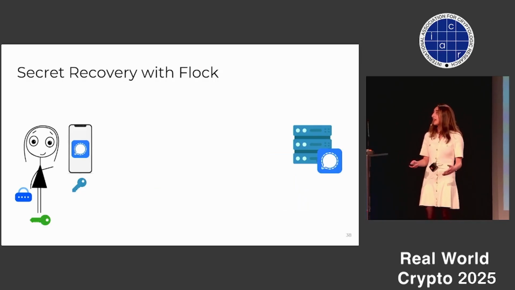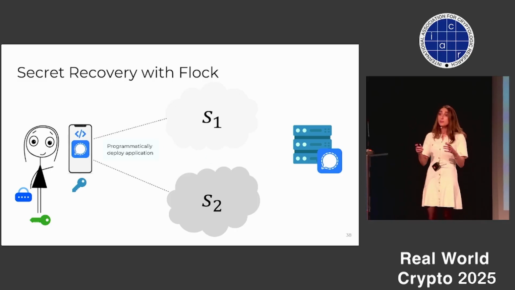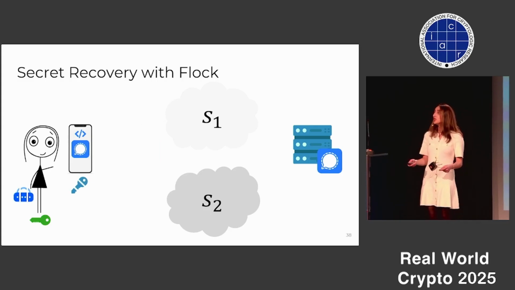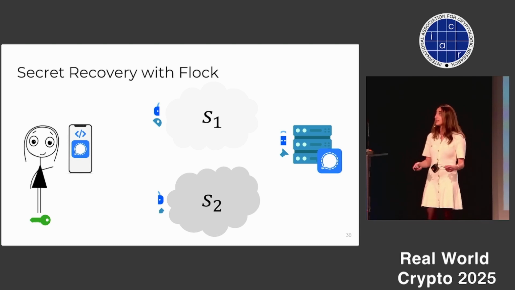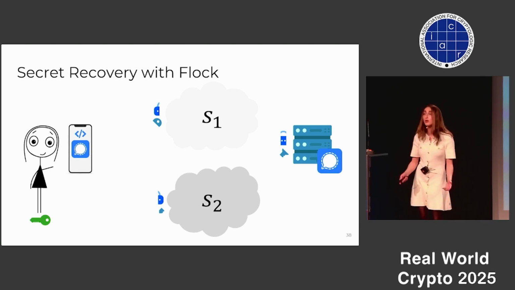Well, first, Alice is going to get the code from the application provider. So in this case, Signal is going to somehow provide the code to Alice's client device. Next, she's going to programmatically deploy the application to serverless instances S1 and S2. She's going to take both her PIN and her secret key, and distribute it among the parties. And now, suppose that she wants to reconstruct her key.